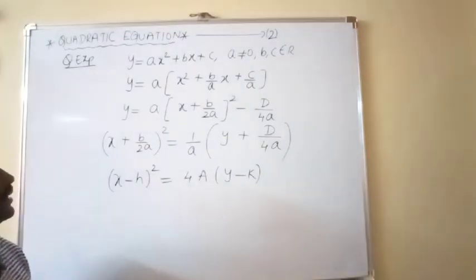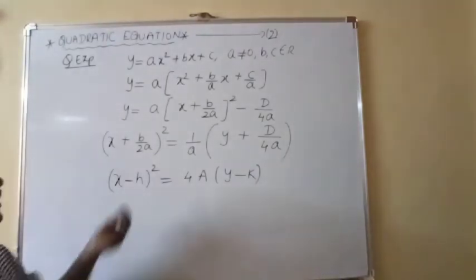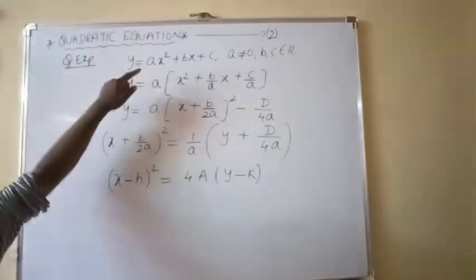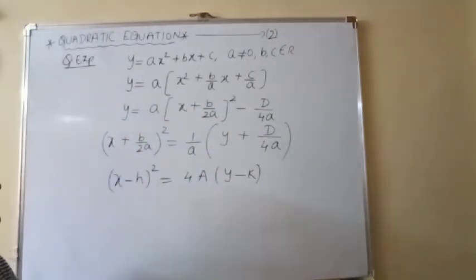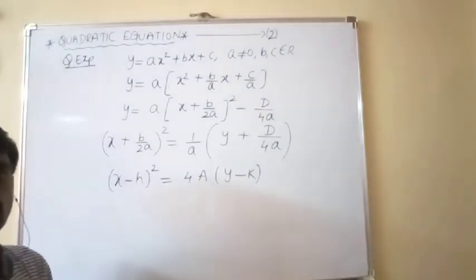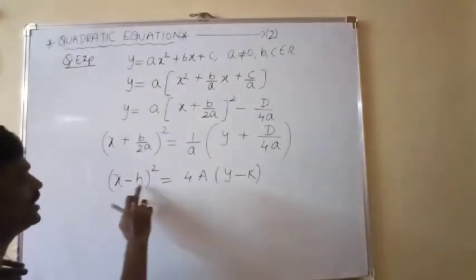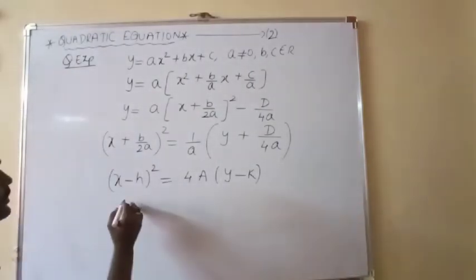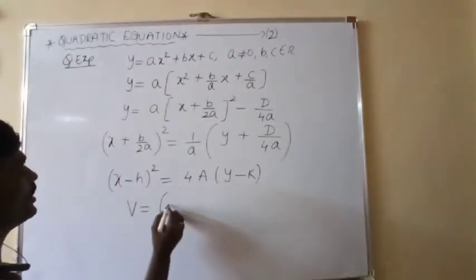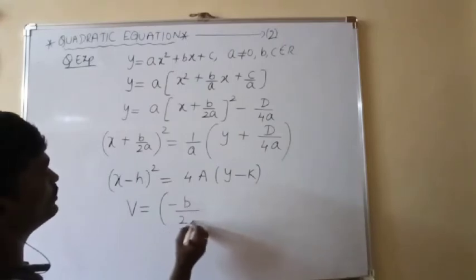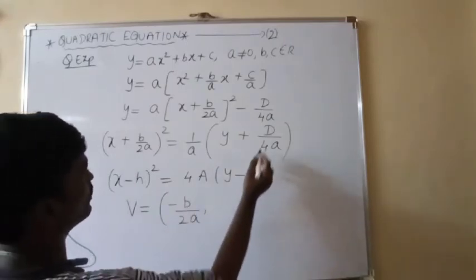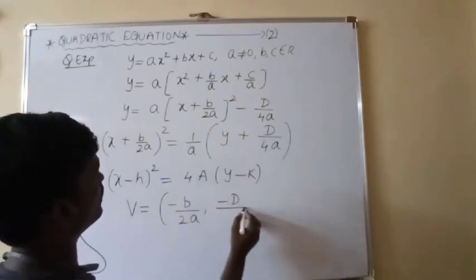As it is in this form, it represents what? The graph of this quadratic expression represents a parabola whose axis is parallel to the y-axis, and the vertex h comma k is equal to what you will get? H value is minus b by 2a, k value is minus d by 4a.